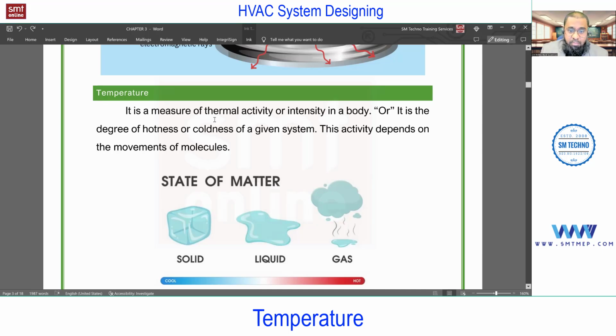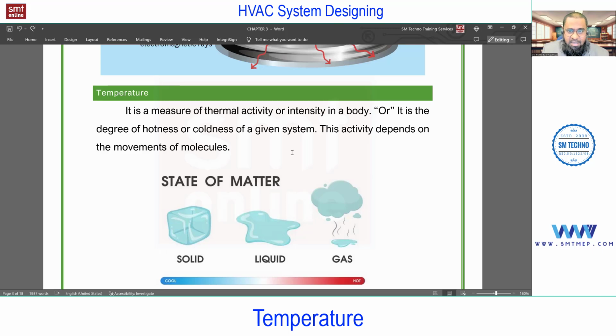It's a measure of thermal activity or intensity in a body, not the heat content, not the thermal energy. The thermal energy or heat content is heat, but temperature is the intensity of that. So it's a measure of thermal activity or intensity in a body, or a degree of hotness or coldness of a given system. And you can relate this point: as the temperature increases, what will happen to the rate of heat transfer?